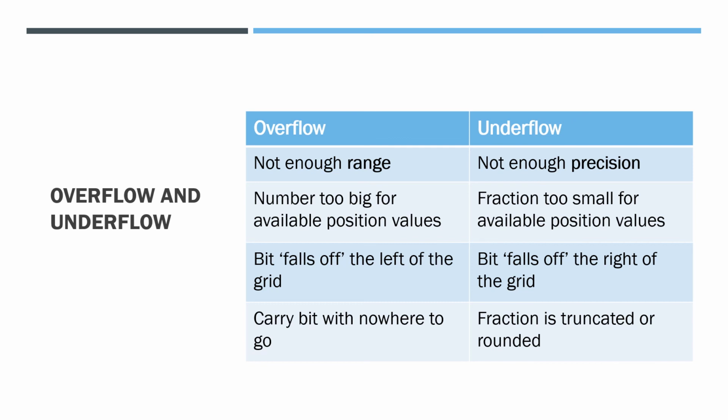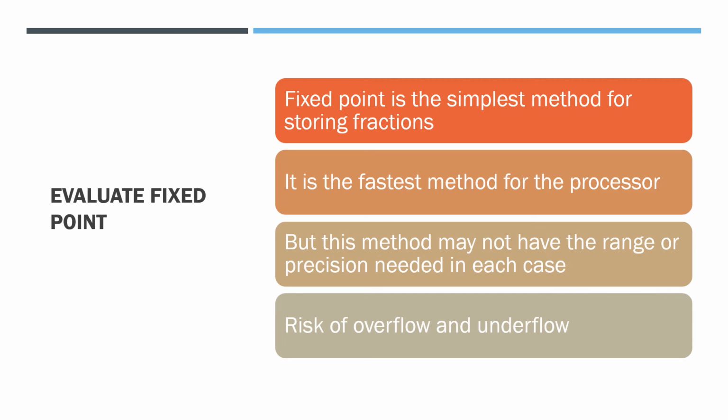And underflow is when you haven't got enough precision, so you're trying to represent a fraction that's too small for the available position values. For instance, if you're doing a binary shift or something and a number falls off to the right of the grid. Now, fixed point is particularly prone to this problem. It's the simplest and fastest way for the processor to store fractional values, but you might end up not having the range or the precision that you need for the particular numbers in each case, and so it's got a bigger chance of overflow and underflow.